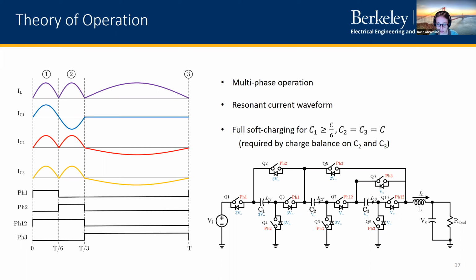And what's interesting, though, is that C1, if you look at this converter topology, is actually the highest voltage rated capacitor. You can see here that C1 must be rated for 3 V out, whereas C2 and C3 are only rated for V out. So even though C2 and C3 require a slightly higher capacitance, these are lower voltage rated capacitors.